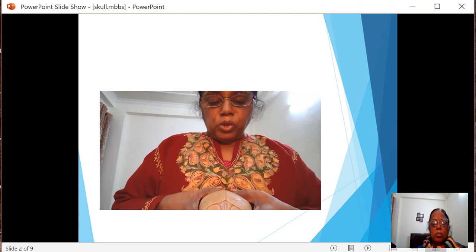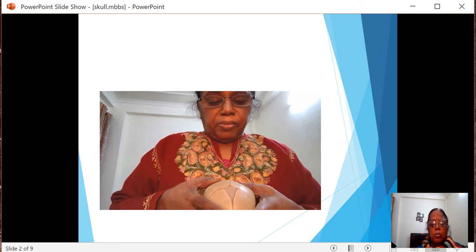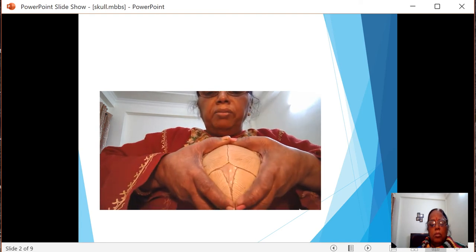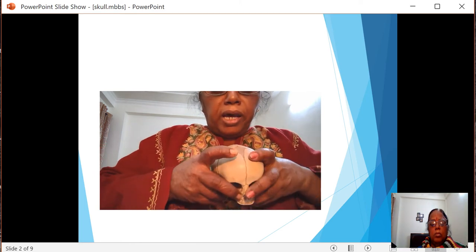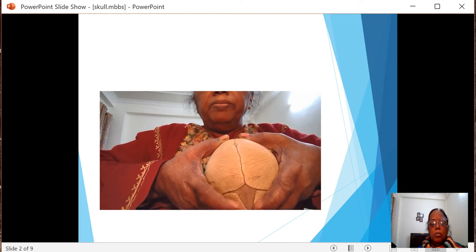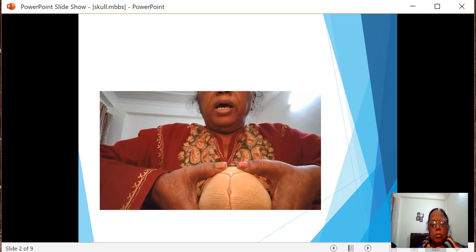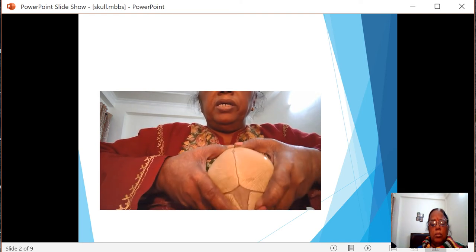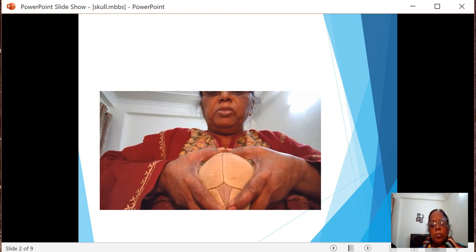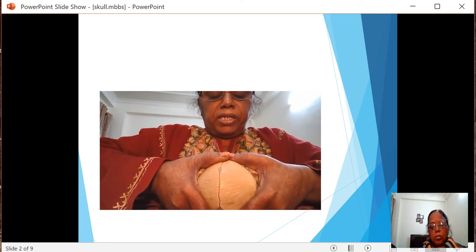One of the most commonly asked questions is what is vertex and what are its boundaries. Now vertex is a quadrangular space. If you can see in my hand, this is a quadrangular space and it is bounded anteriorly by the bregma and the coronal sutures, posteriorly by the lambda and the lambdoid sutures, and laterally by the line going through the parietal eminences. So when this part is presenting during labor, we say that this is a vertex presentation.